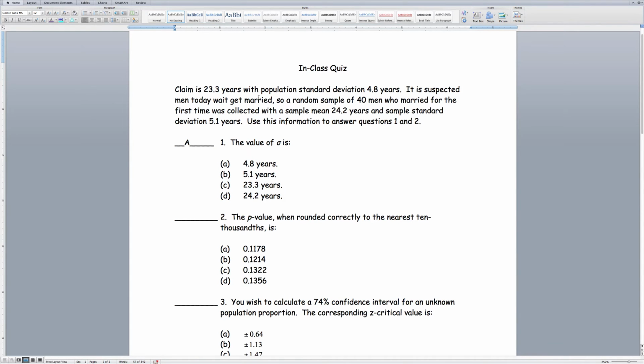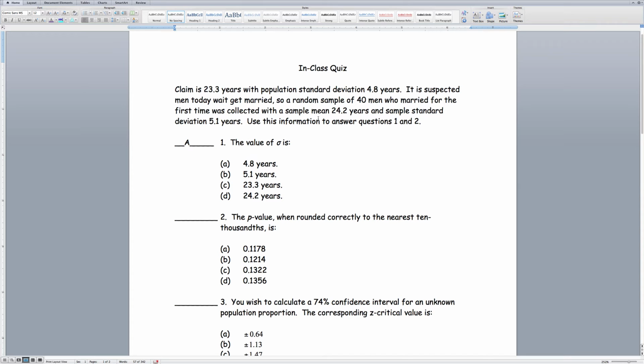Now, when we come on down, it's important to note that it says it is suspected that men today wait to get married. Well, if they're waiting to get married, that clearly indicates that we're expecting, or at least wanting to test, that the mean age at which men get married is actually higher today than it was years ago. So that indicates greater than, so we'll keep that in mind when we set up the calculator.